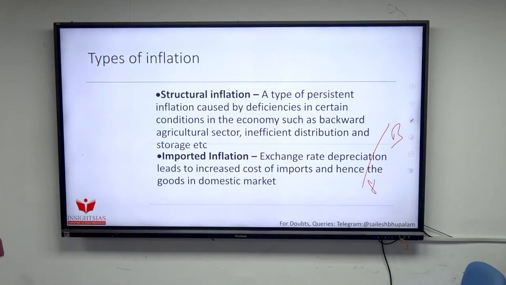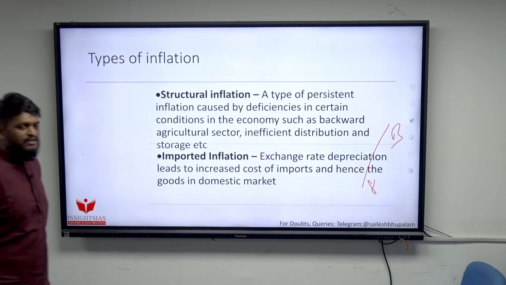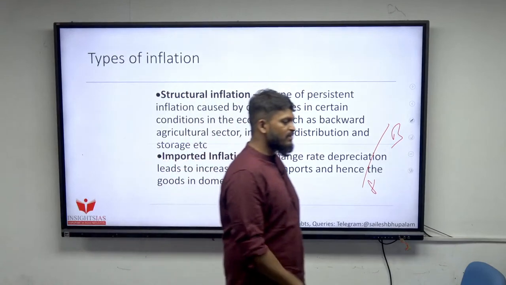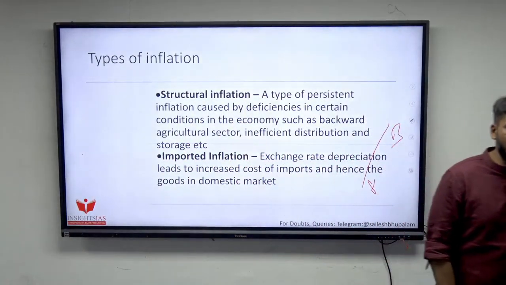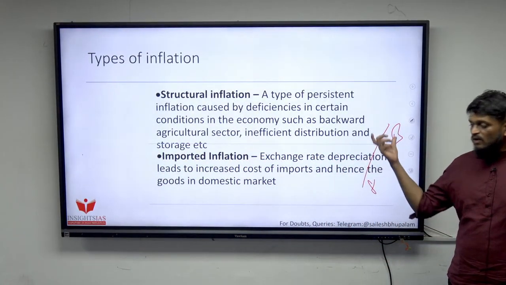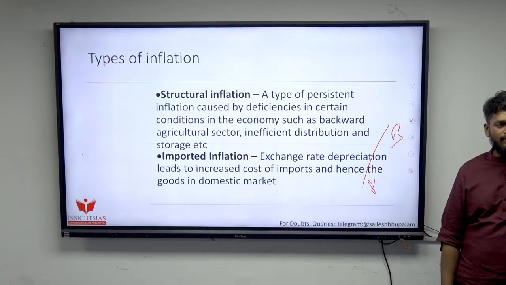Structural problems means problems which are there since a long time and probably will continue to be there because we need massive amount of resources and time to resolve them. If these type of structural problems are creating inflation in India, we just saw logistics as a problem and logistics also creates inflation, then that is called structural inflation.